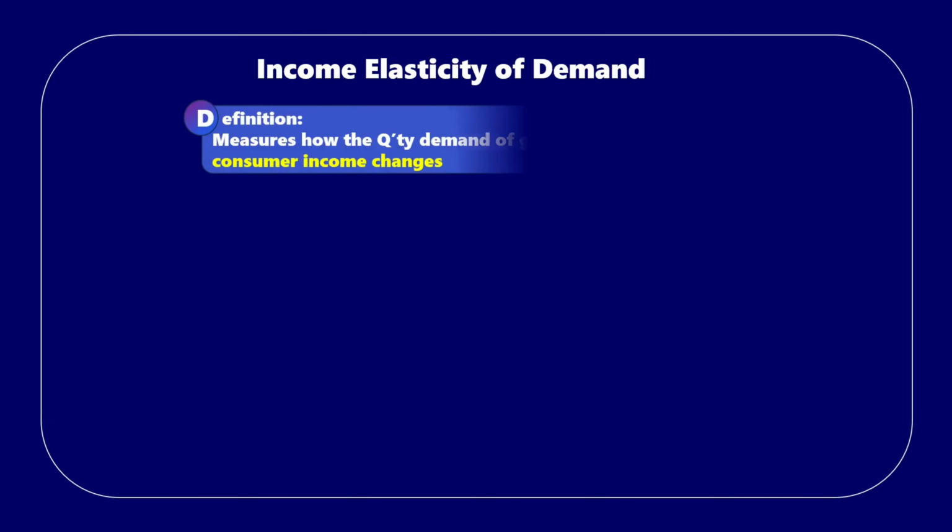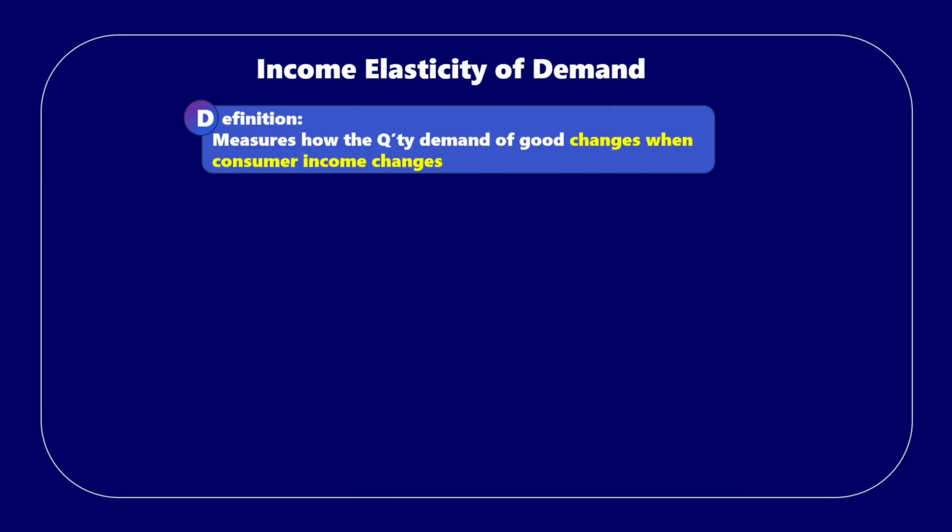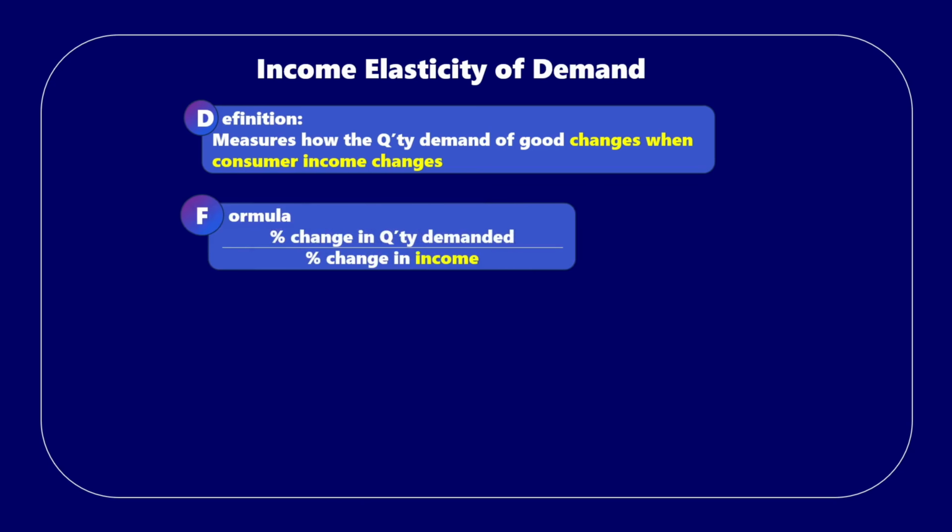Moving on to income elasticity of demand, it's quite similar to CPED. It measures how quantity demanded changes when consumer income changes. And here's the formula we use. If the value is positive, this good is a normal good, meaning a more expensive good or a luxury good. When people earn more income, they buy more of it, and most goods fall into this category.